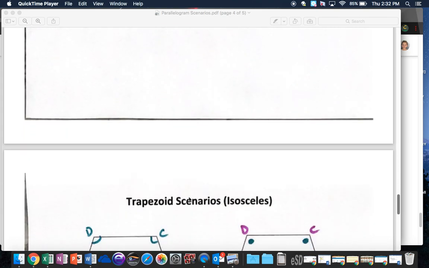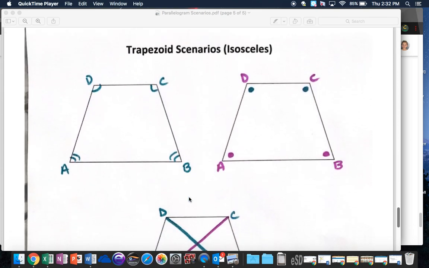Finally, trapezoid, and generally we're going to stick to isosceles when we're talking about the applied properties. So the base angles, base not necessarily bottom, but the base angles of an isosceles trapezoid are congruent. So you would set angle A congruent to angle B, but also the same is true of C and D. So you would set those equal as well if you had algebraic representations.